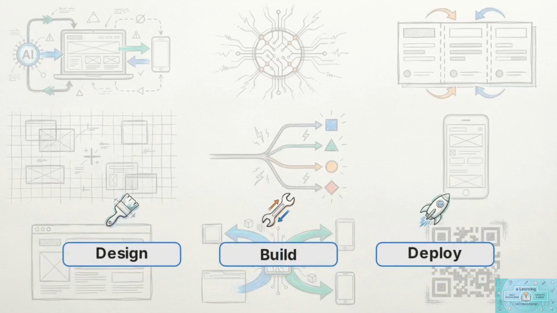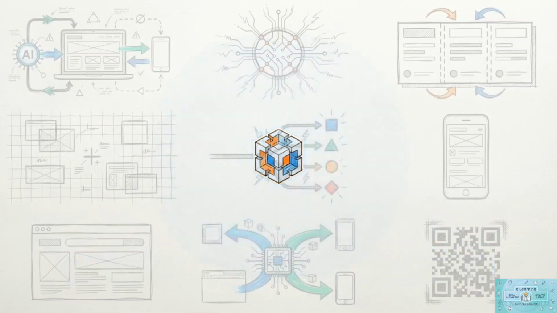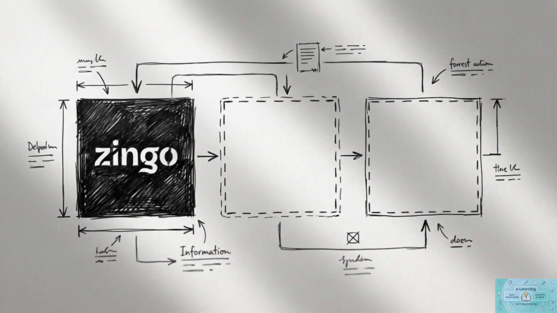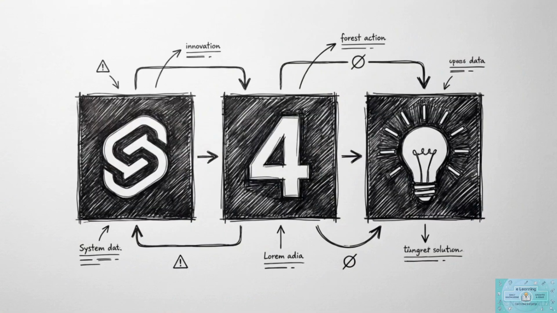The engine making this possible is Replit Agent 4. It takes the historically separate phases of designing, building, and deploying software and executes them simultaneously. Before you start, you need 3 things: an active Replit account, access to Agent 4, and a clear concept.